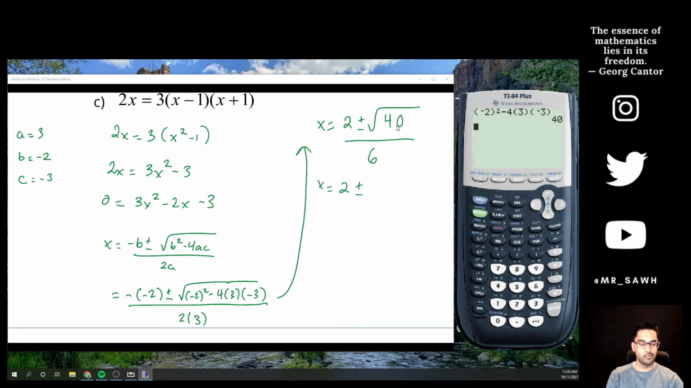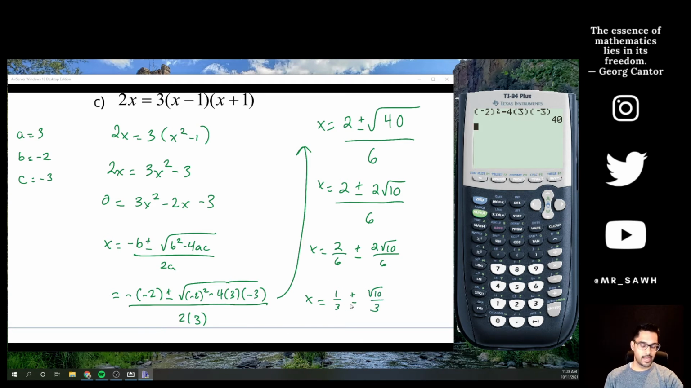The square root of 40 can be written as the square root of 4 times 10. 4 gets square rooted and becomes a coefficient, so 2 root 10 is the square root of 40, over 6. And now again, you can reduce this, so we'll split it up into 2 parts: 2 over 6 plus or minus 2 root 10 over 6. So x is going to be equal to, if you think about reducing this now, 1 over 3, plus or minus root 10 over 3.